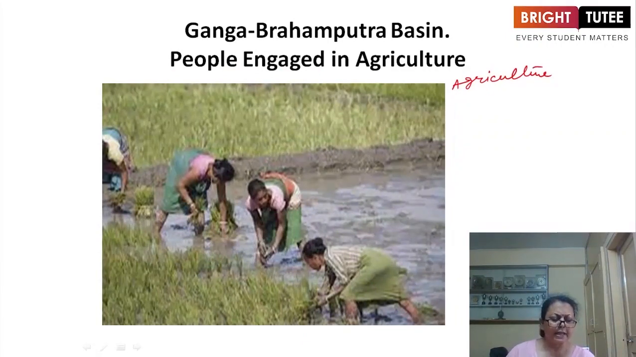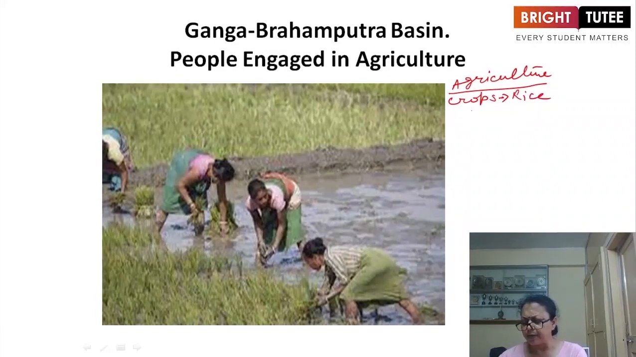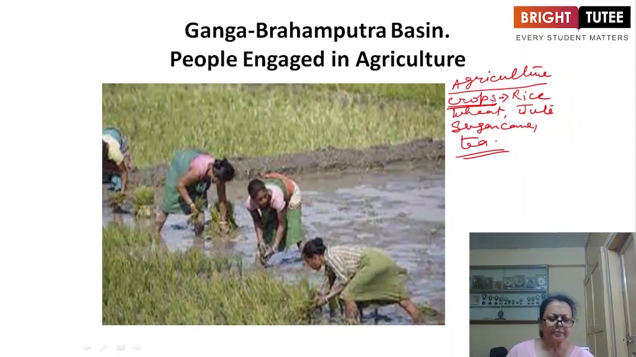The soil in this region is very fertile and suitable for cultivation of various crops. What are the crops grown in this region? The most important among them is rice, then wheat, jute, sugarcane, and tea. These are the main crops of this region.